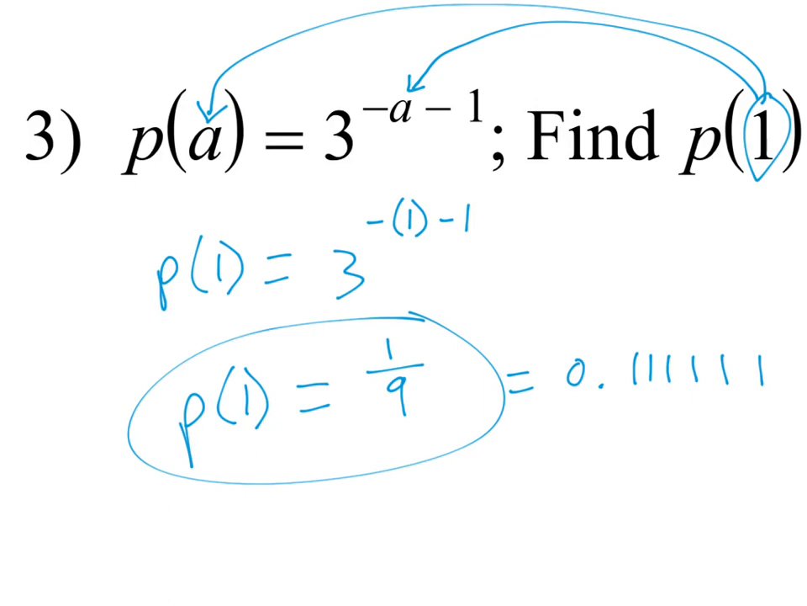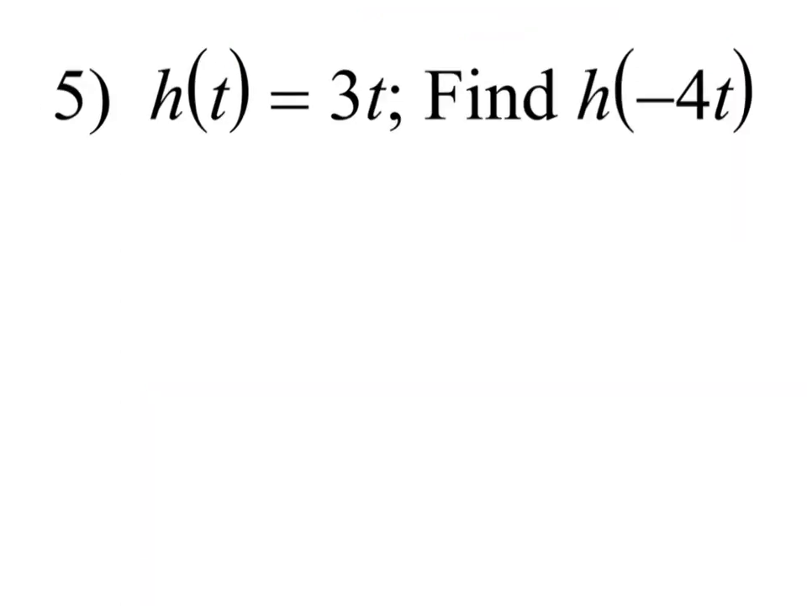You have to be able to take a number and plug it into the function correctly, evaluate, and get an answer out of that. What makes today different is that you're not plugging in just a number this time, you're plugging in a whole other expression. So if you look at something like number 5 on here, you have h of t is 3t. Easy peasy, you just take your input and times by 3. But now we're going to take a different kind of input. We're going to take -4t and put it in.